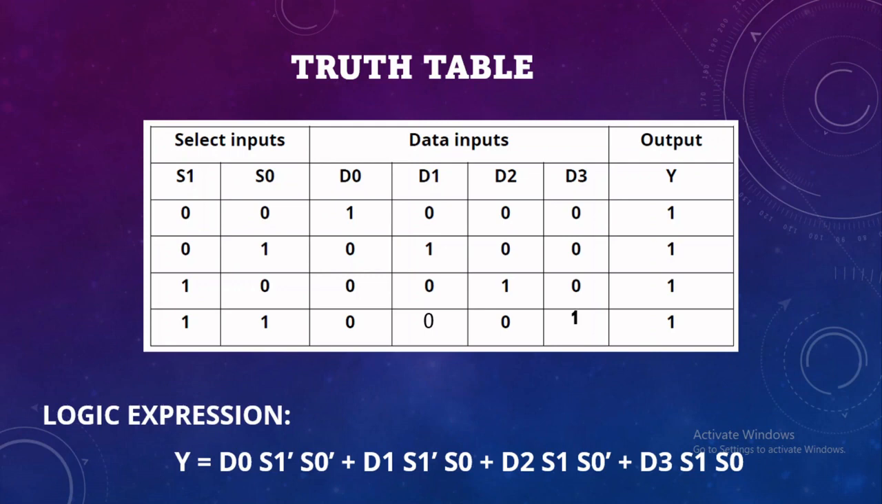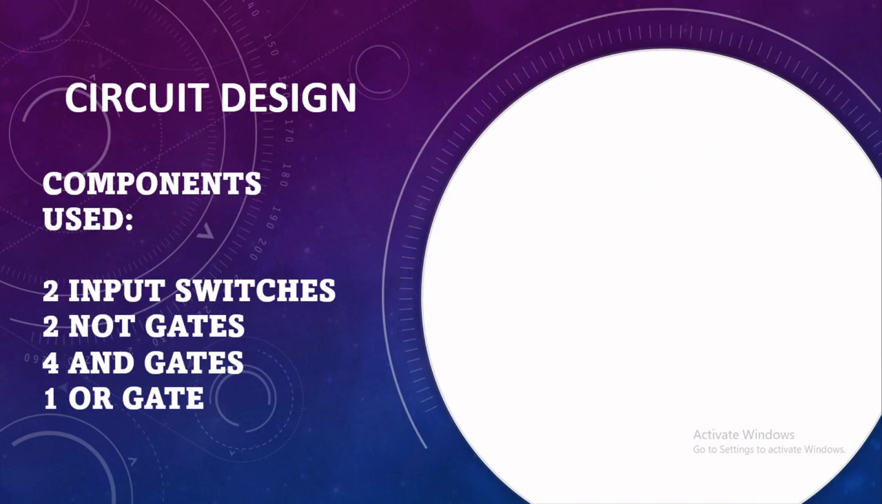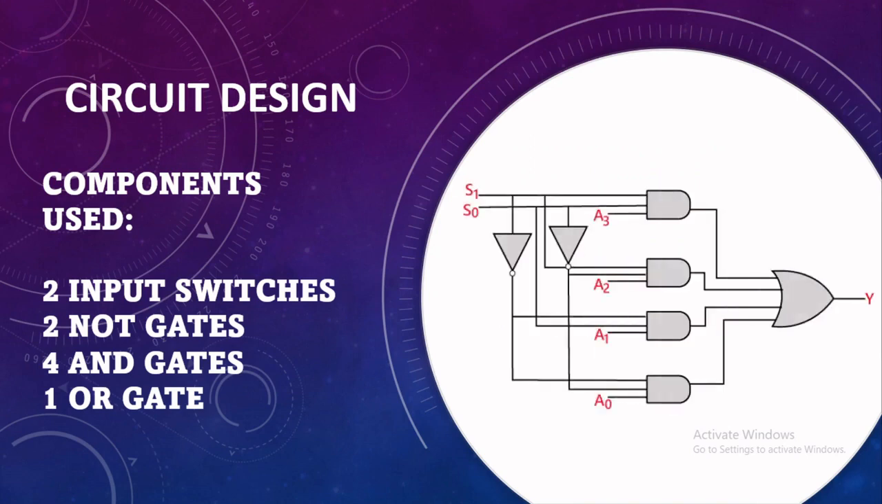So the logical expression is given as Y equals D0 S1' S0' plus D1 S1' S0 plus D2 S1 S0' plus D3 S1 S0. So for designing the circuit, we may require two input switches for S1 and S0, two NOT gates to give the 0 cases, four AND gates for those four inputs, and one OR gate to give us the output. So this is the circuit diagram.